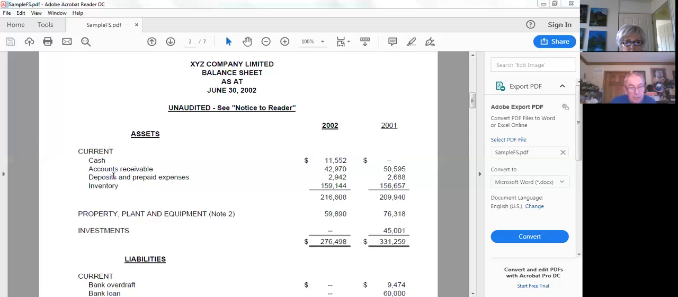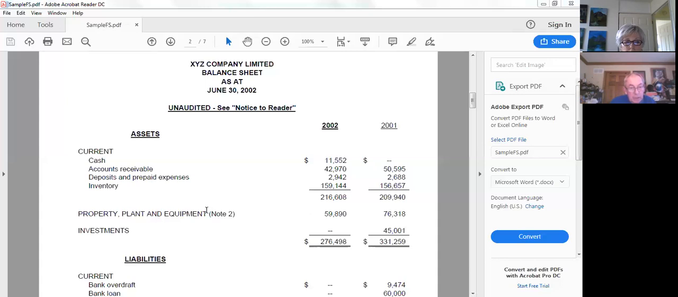Deposits and prepaid expenses. Deposits could be bank loans, or it could be prepaid expenses, meaning, for example, if you paid your rent from the 15th of the month to the 15th of the month, since this is produced at the end of the month, you would have half a month's worth of rent that you were still good for. So that would be considered a prepaid expense. And then inventory is the amount of money you've got in parts in inventory. So that gives you current assets of $216,608.